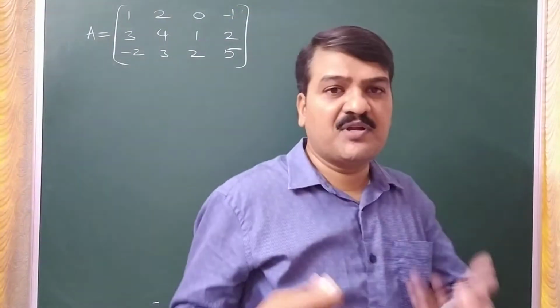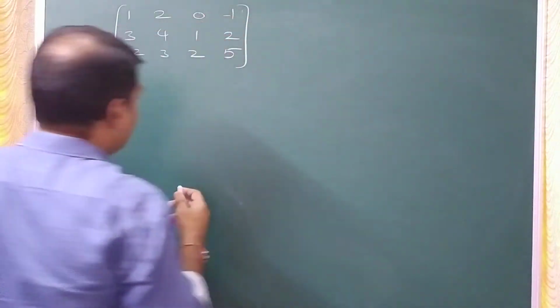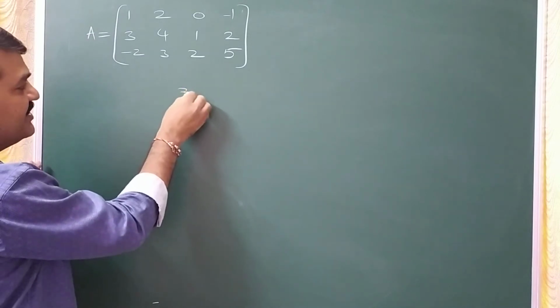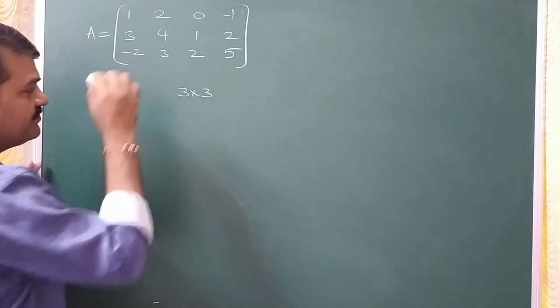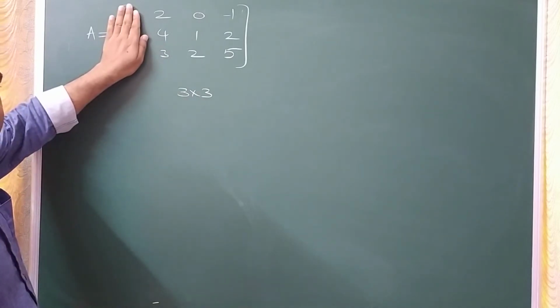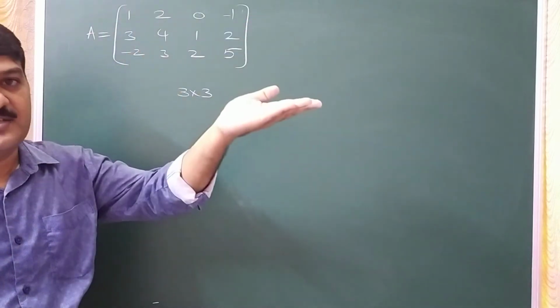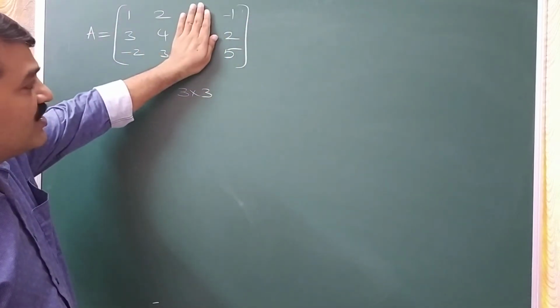So normal process, or if you go by definition, what we have to do is you have to take the 3 by 3 submatrix first. So 3 by 3 submatrix means by removing first column we can get 1. By removing second column we get another 3 by 3 submatrix. By removing third column we will get 1.